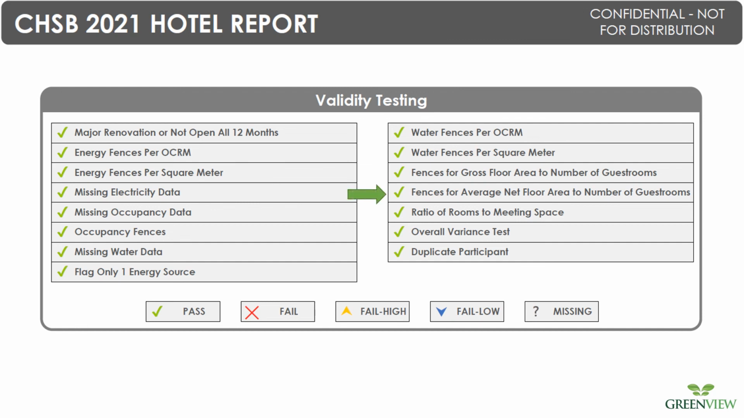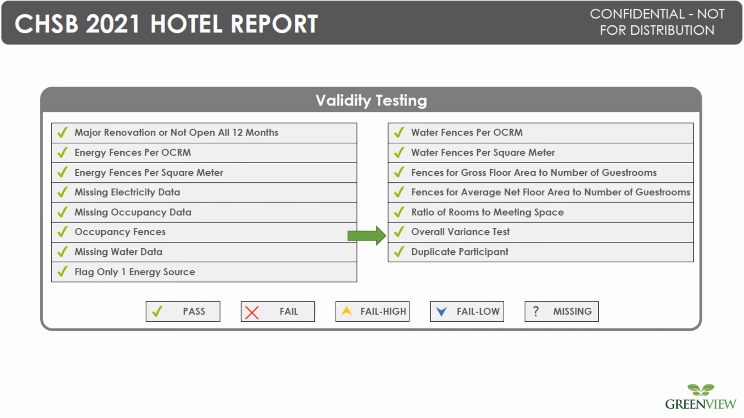Then the ratio of average net floor area to the number of guest rooms, where the net floor area is just the rooms and corridors divided by the number of guest rooms, which is basically the average room size, if beyond the defined boundary will be flagged as fail. Followed by the ratio of rooms to meeting space: the hotel should not have the vast majority of its floor area defined as meeting space, or else it will be flagged as fail.